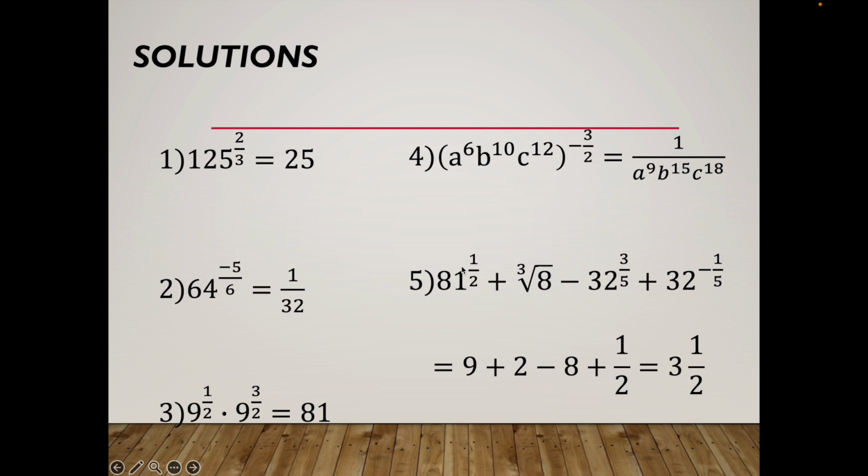Over here, if I go term by term, the square root of 81 is 9. The cube root of 8 is 2. Negative 32 to the 3 over 5 is the same thing as the fifth root of 32 to the power of 3, which is negative 8. And this here, you do have to put 1 over 32 to the power of 1 over 5, which is also known as the fifth root of 32, which is 2. Adding all of these together, I get 3 1/2.